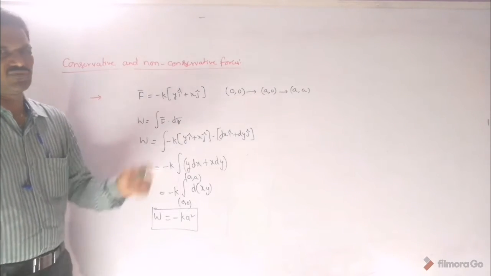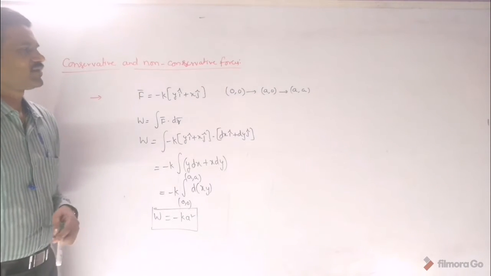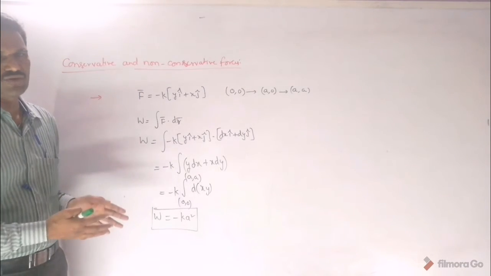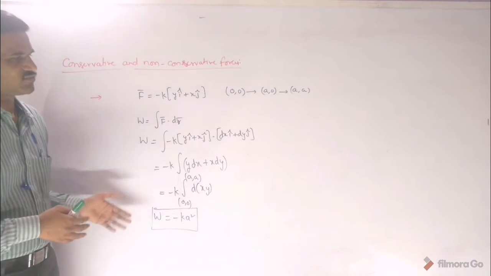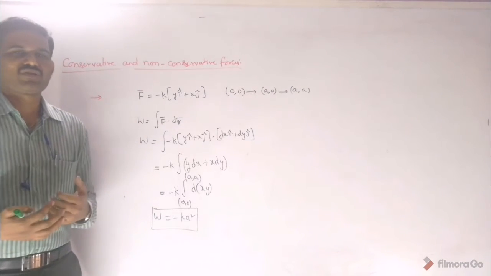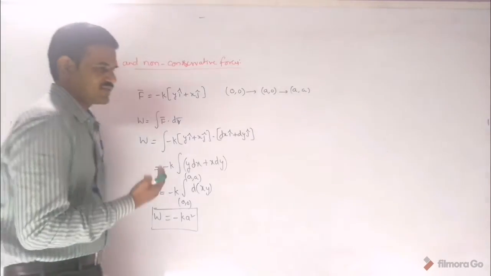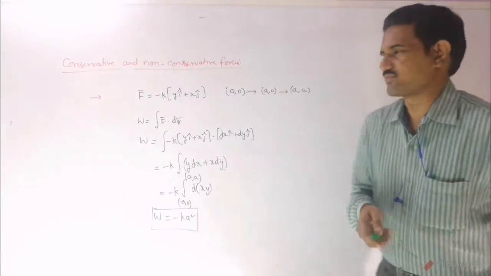So this is a conservative force. And then mention that there is another method to verify this. This is one way of verification: we can find the work done. If the relation between x and y is required to complete the work done, then it is said to be non-conservative. If it is not required, then it is said to be a conservative force.